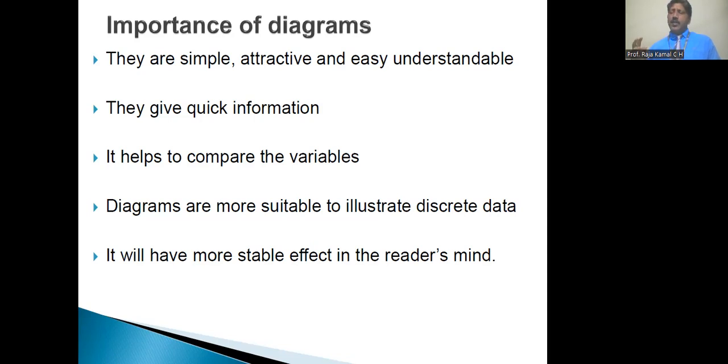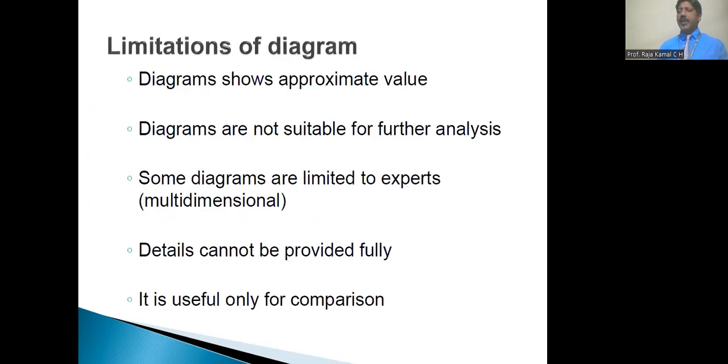Suppose I read 10 pages of a book and I have seen 4 or 5 diagrams. The diagrams I have seen will create a great, stable impact in my mind. When I read 10 pages, that won't give that stable impact, whereas when I see 4 or 5 diagrams, they give a stable impact on me. There are certain limitations for the diagram.